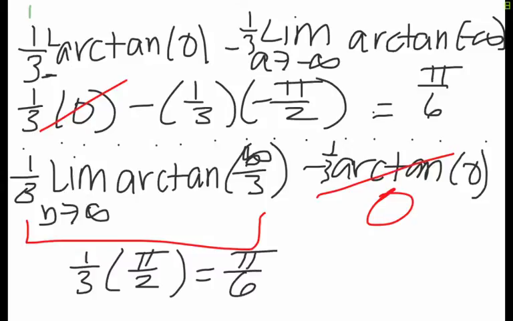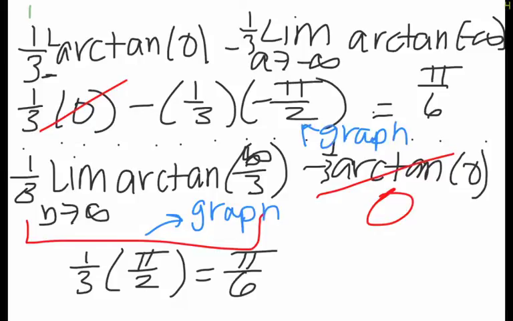Pi over 2 is coming off the graph you have up? Yes. This pi over 2, let's write a little note: graph. Same thing here, graph. I would not know that off the top of my head. Your calculator might be able to figure it out too, depending on what calculator.